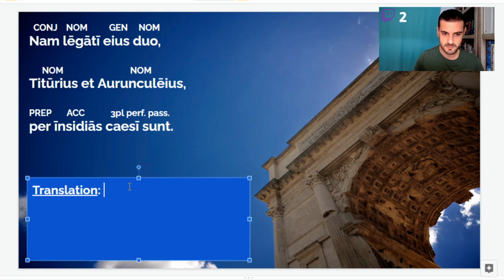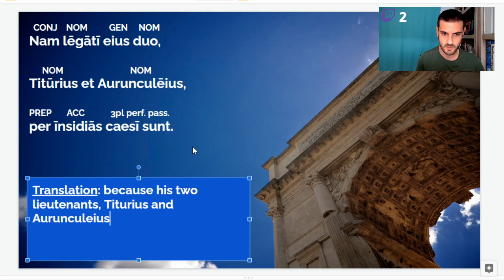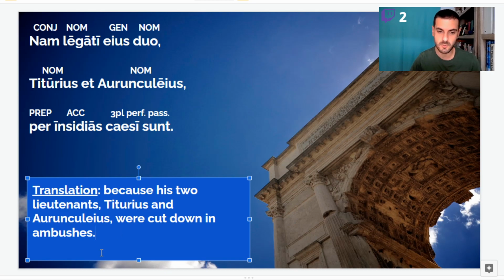So he lost twice in Germany when he wasn't there, because his 2, I can never spell this word right, lieutenants, Titurius and Aurunculeius, caesi sunt, literally they were cut down. Cut down per insidias, in ambushes, I think. Yeah. So each one was defeated in an ambush.